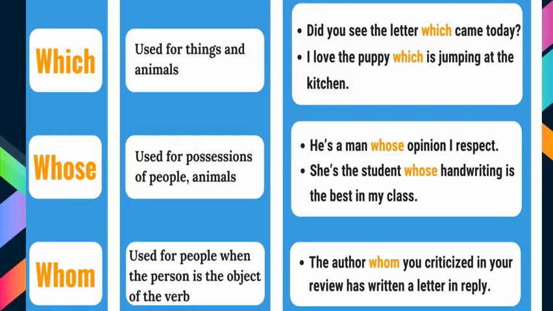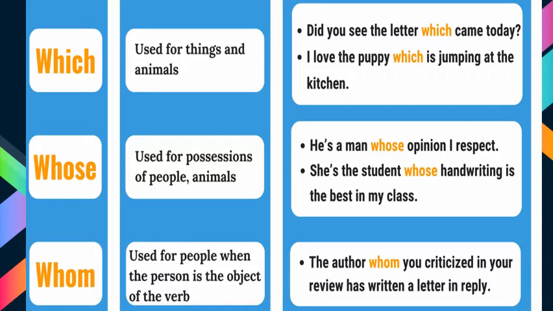And here we have which, whose, and whom. The first one, which, is used for things and animals. Remember, for things like a chair, like a TV, or for animals, for example, a dog, a cat. In this case, we have an example here. Did you see the letter which came today? Or the other one, I love the puppy which is jumping at the kitchen.